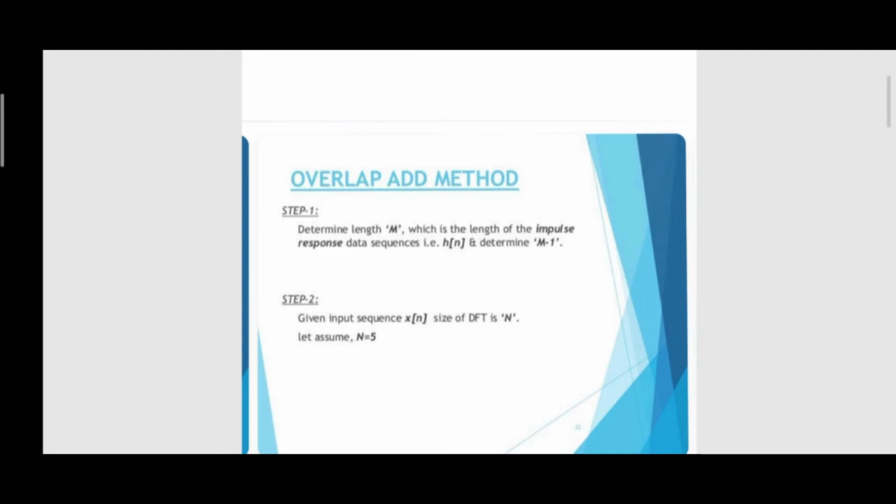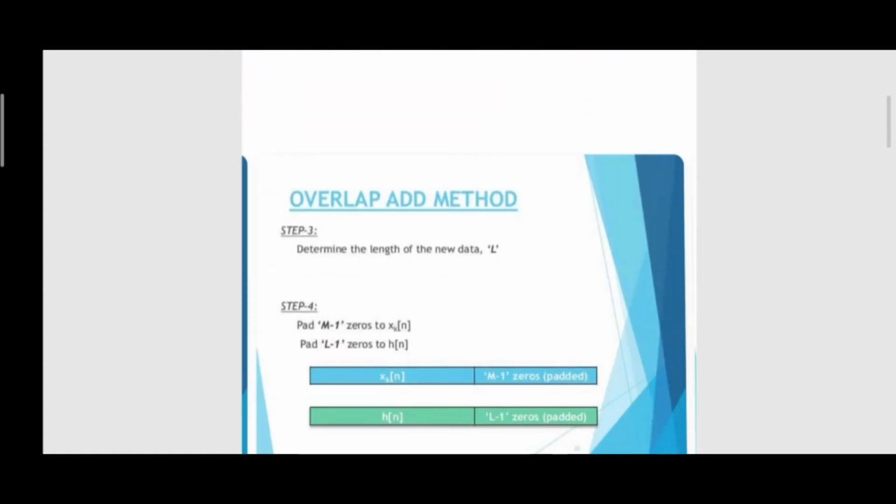In this, x of n is the larger sequence and h of n is the smaller sequence. m is the number of samples in the smaller sequence or impulse response. So we have to know the number of samples in the smaller sequence and then determine m minus 1. In step 2, given the input sequence x of n, the size of the DFT is N. Let us assume N is equal to 5. In step 3, determine the length of the new data, which is denoted as L.